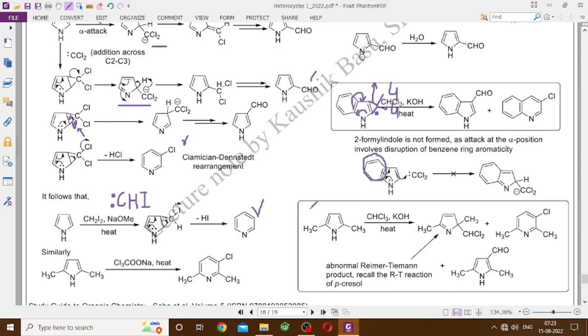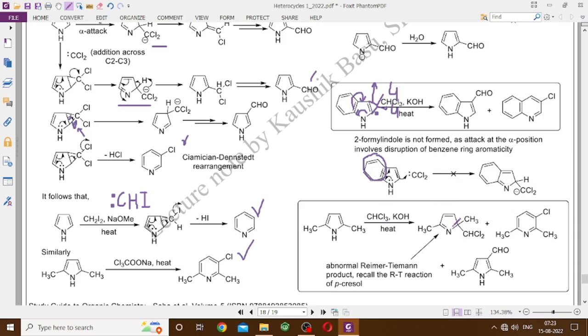With this derivative, this is not the only product that you get. For chloroform, if you do the reaction with sodium salt of the trichloroacetic acid, then you get the ring expansion product as the major product. But with chloroform, there is a significant side product, and that is the one which we have also seen for paracresol. For systems like paracresol, we have the abnormal Reimer-Tiemann product where aromatization is not possible.